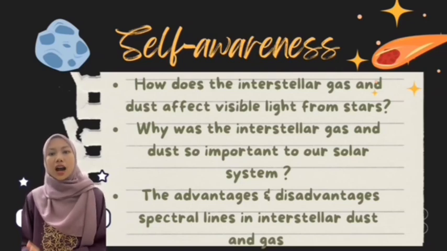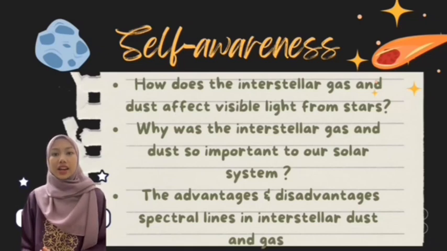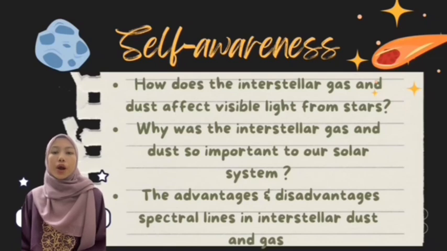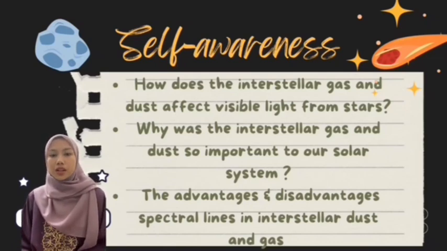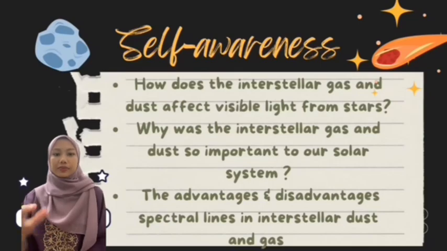First of all, how does the interstellar gas and dust affect visible light from stars? Secondly, why is the interstellar gas and dust so important to our solar system? Lastly, what are the advantages and disadvantages of spectral lines in interstellar dust and gas?